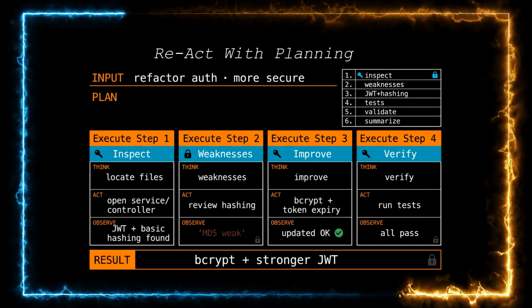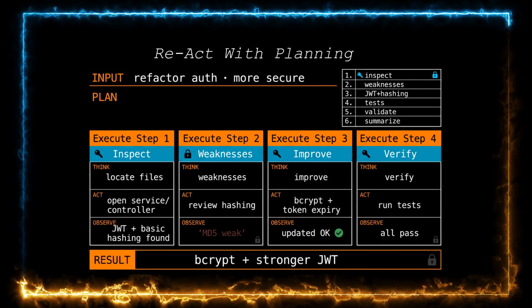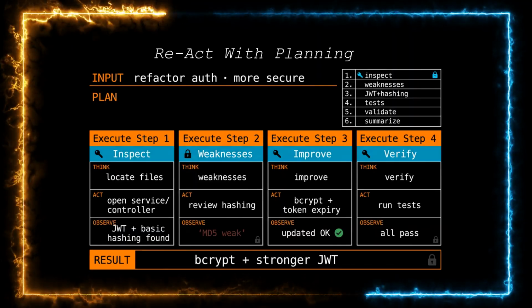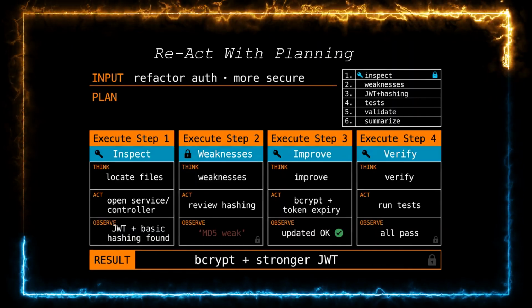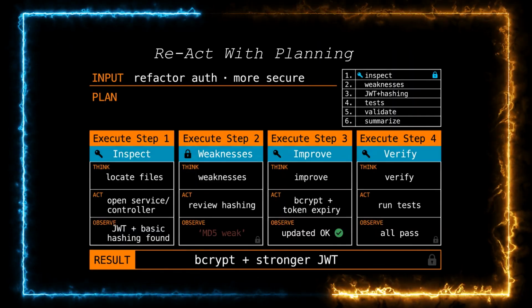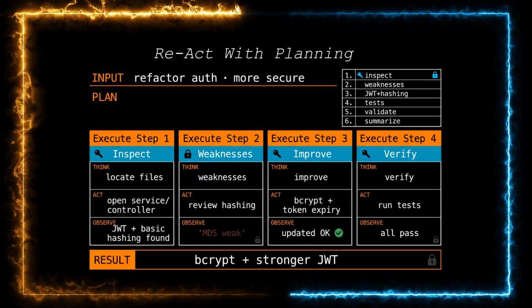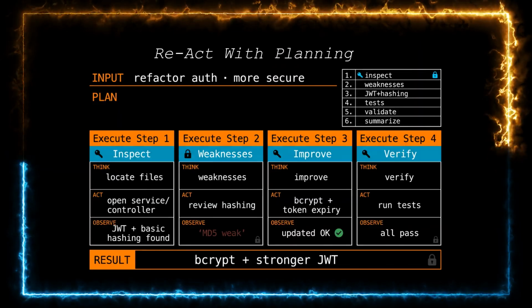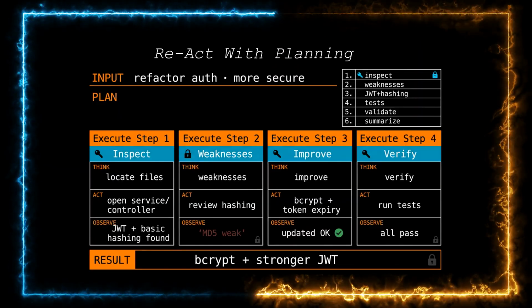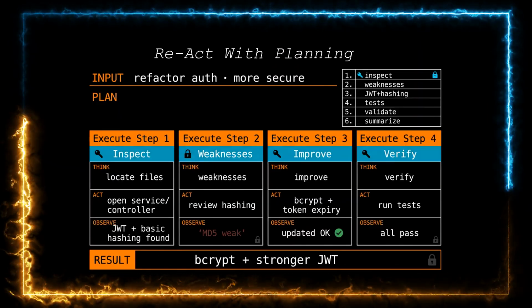Think: I need to locate the auth module. Act: open auth service and controller files. Observe: found JWT auth with basic password hashing. Execute step 2. Think: check for weaknesses. Act: review password hashing logic. Observe: passwords are using weak hashing, MD5.